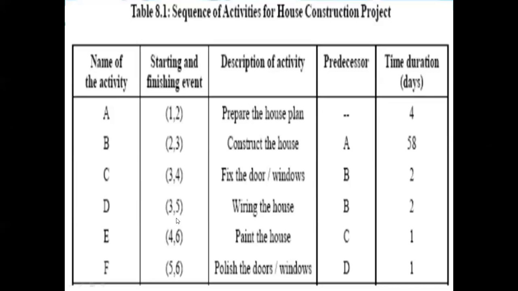Now, the next activity is activity D and the predecessor of activity D is activity B. So how will you read it? From activity B, activity D is starting. Next is activity E and the predecessor is activity C. So from activity C, activity E is starting. Similarly, from activity D, activity F is starting. So now we will prepare a network diagram.